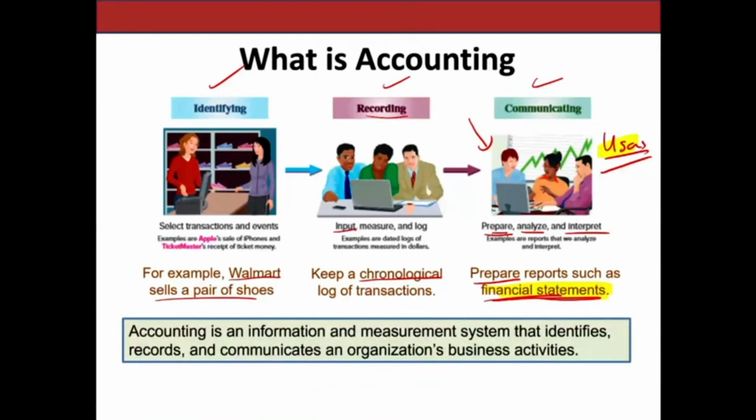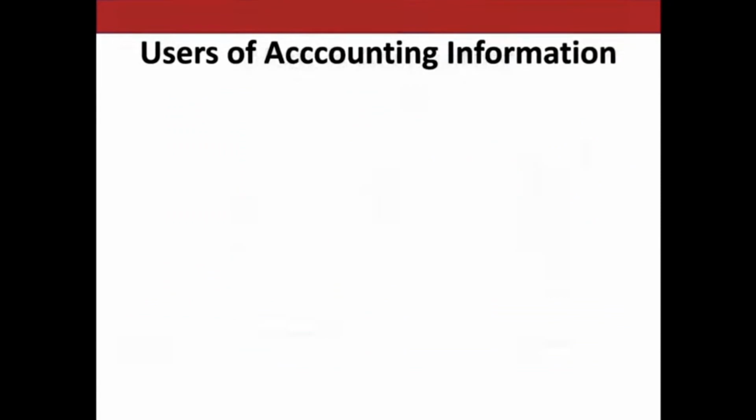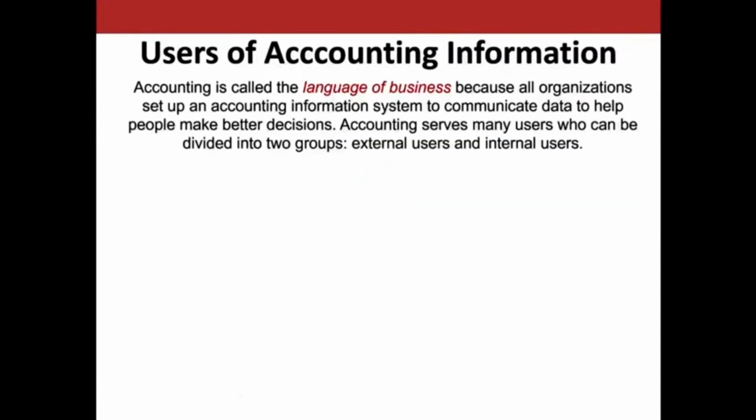So simply put, accounting is an information and measurement system that identifies, records, and communicates an organization's business activity to users. Again, important is to users. And we're going to talk about those users on the next slide. Now, users of accounting information. Accounting is the language of business because all organizations set up accounting information systems to communicate data to help people make better decisions.